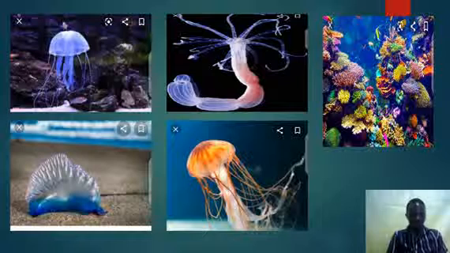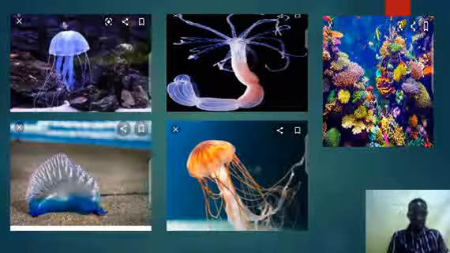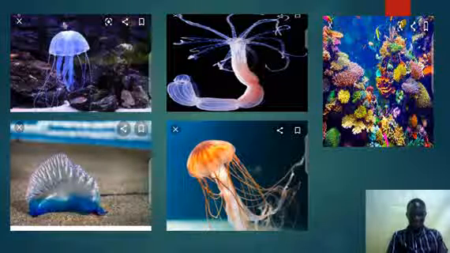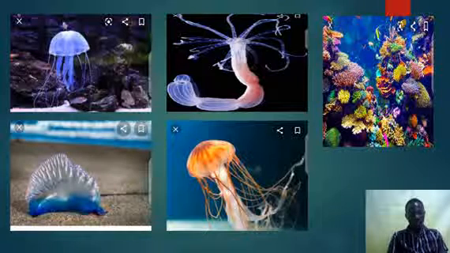When we come down to the down left corner, this is the Portuguese man of war. Then on our right hand side, down here, we can see what we call the jellyfish. So these are some examples of Cnidarians.